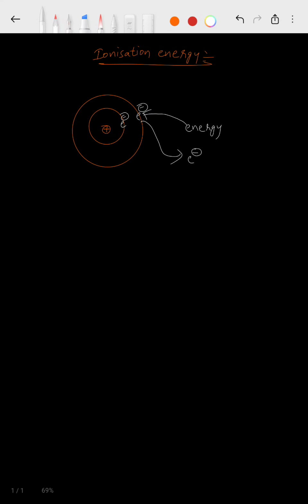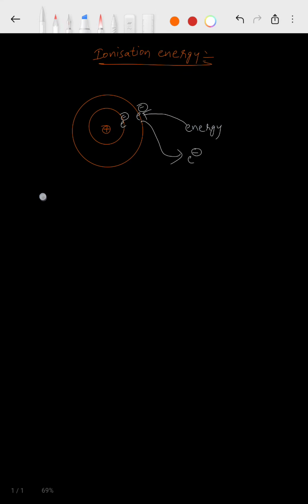Did you get it? So the energy required to remove an electron from the outermost shell of a neutral isolated atom. Why are we calling it neutral? Because only when it is neutral can we remove the electron, and isolated means a separate atom should be there, one separated atom. It should not be combined with other atoms. So at that time, if we remove an electron from the outermost shell, that is called the ionization energy.